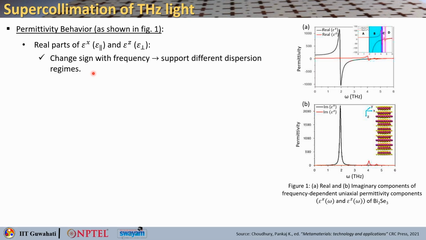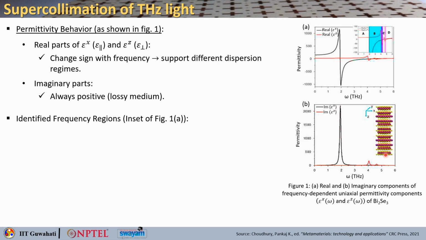So, you see the sign changes with frequency, which means it supports different dispersion regimes. This is the imaginary part, and these are very large values. The imaginary part is always positive, which means it behaves like a lossy medium. Now, let us identify the different frequency regimes in this permittivity plot.